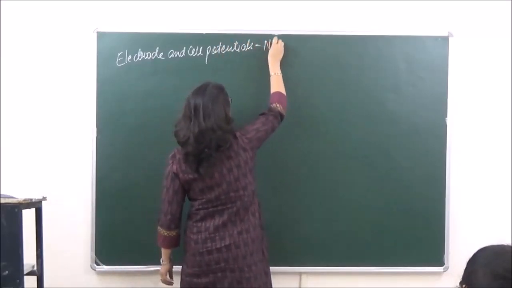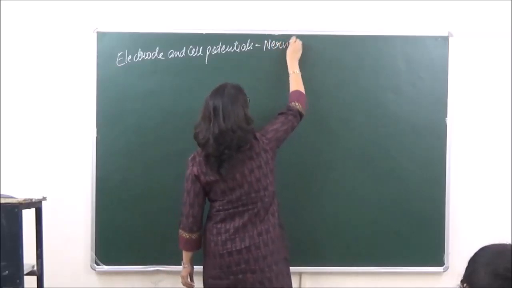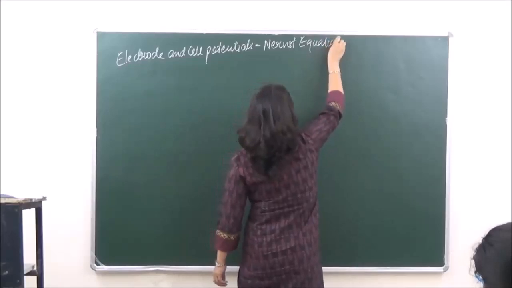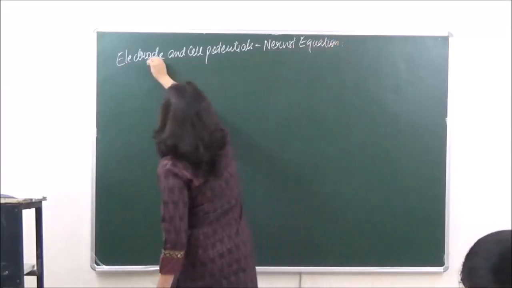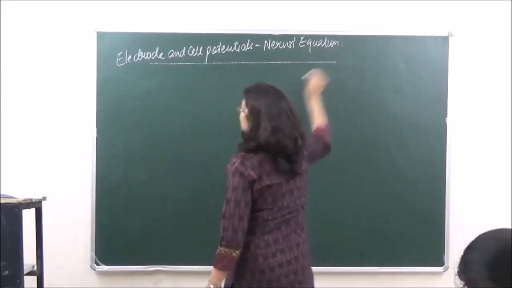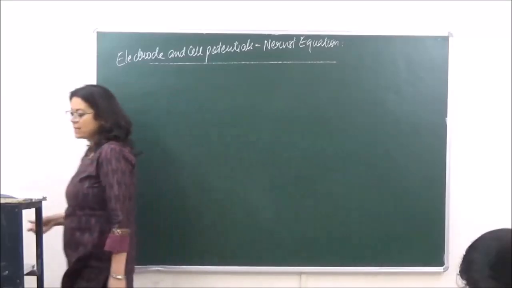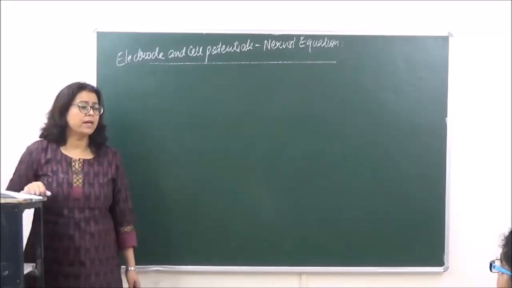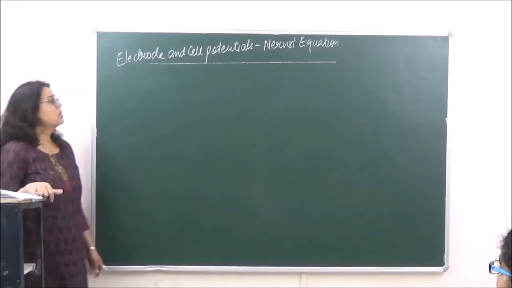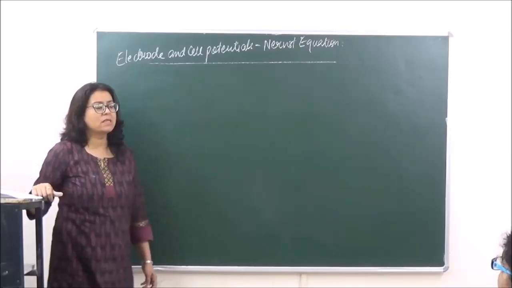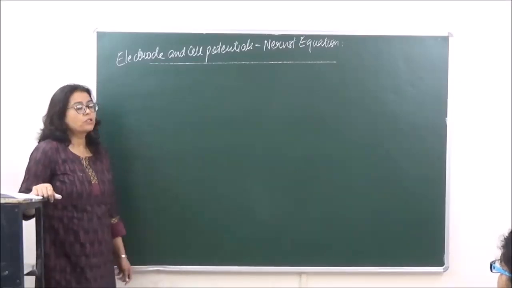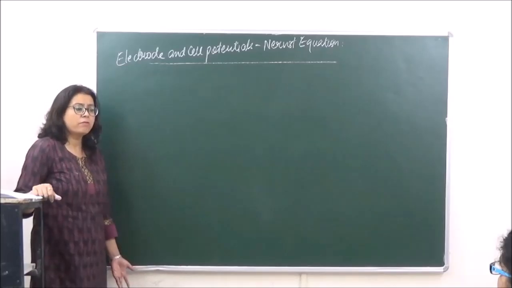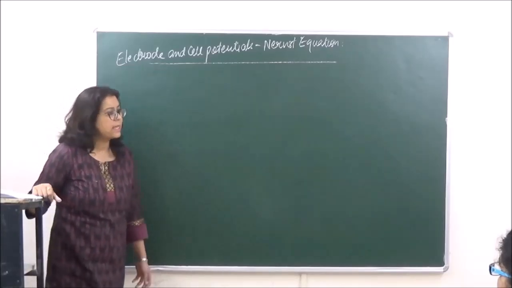Nernst equation. Nernst was a scientist who tried to give a relationship between the activities of the reactants and the products. Activities का मतलब होता है concentrations. Concentrations of the reactants and the products with E cell. That is the EMF of a cell, potential difference across a cell, right?